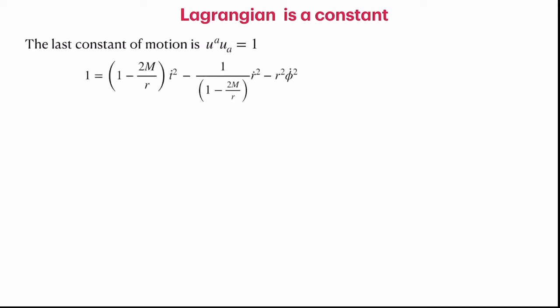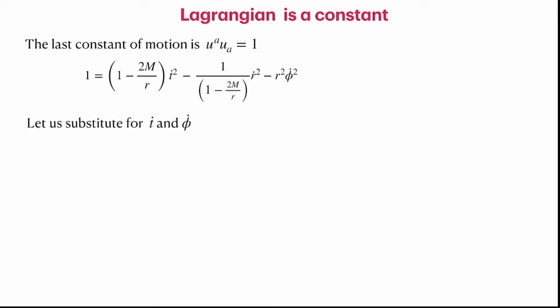Now the third conserved quantity is the Lagrangian itself, since we have set u dot u is equal to 1 for a timelike particle. That means that the particle is moving along a timelike curve with the tangent timelike unit vector. So with this constraint, we get 1 is equal to (1 minus 2m by r) t dot square minus 1 by (1 minus 2m by r) r dot square minus r square phi dot square.